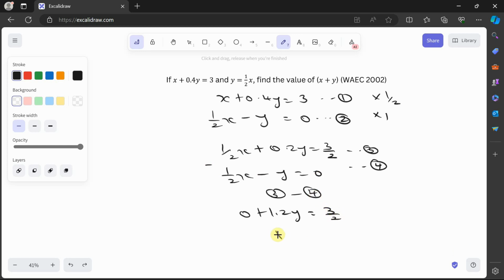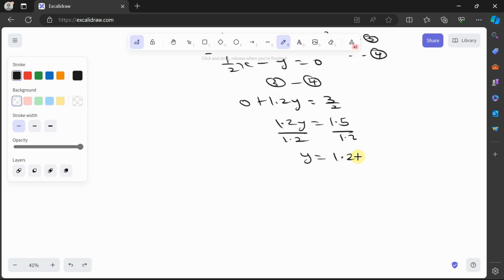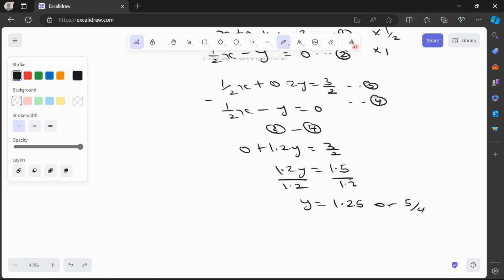So what I have here is 1.2y is equal to 3 over 2, which is 1.5. Right? If I divide both sides by 1.2 to make the y stand alone, what would this give me? 1.5 divided by 1.2 is 1.25. So therefore our y is equal to 1.25, which is the same thing as 5 over 4. Now that we know what our y is, we can find what our x is by substituting into any of these.